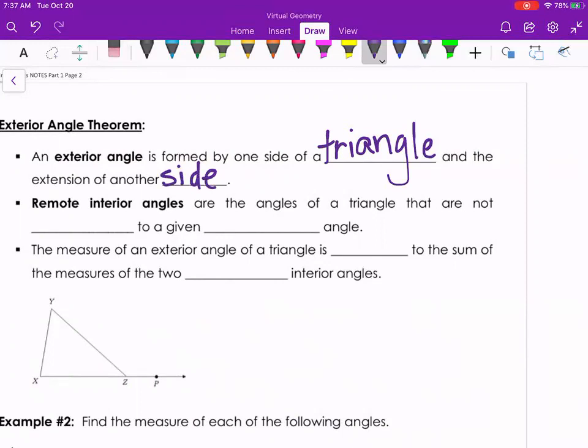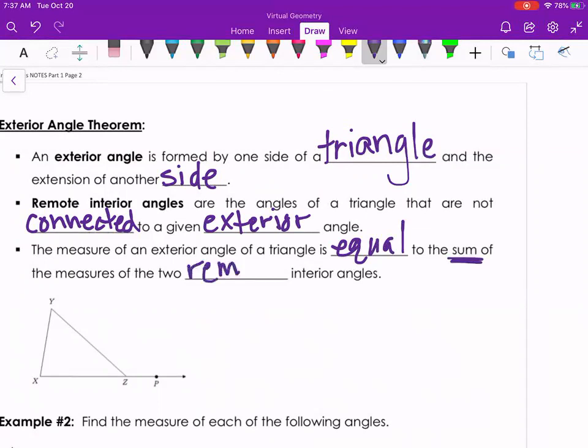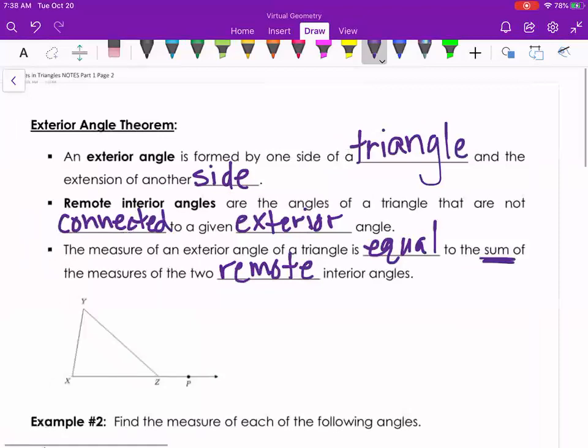Now, inside this triangle, we get what's called the remote interiors, and I mentioned this on our last set of notes. These are all the angles of the triangle that are not connected to a given exterior angle. And the measure of that exterior angle of the triangle is equal to the sum, so again, we're adding, of the measures of the 2 remote interiors. So let's see in our picture down below where all of these different pieces are coming from.